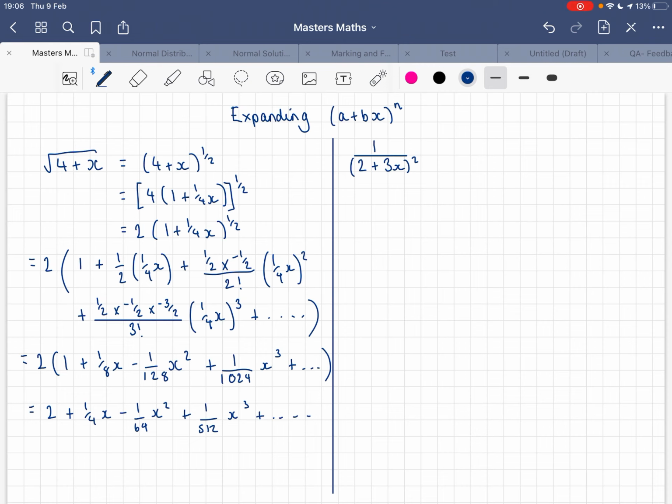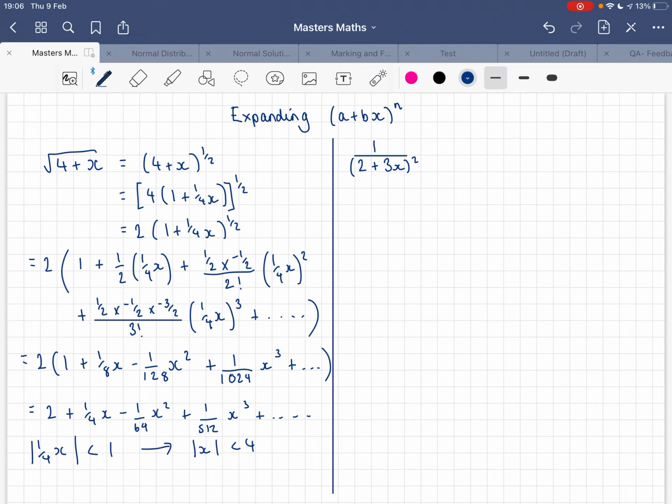Don't forget to state when the expansion is valid. So in this case, we've got a quarter x has to be less than 1. Therefore, modulus x has to be less than 4.